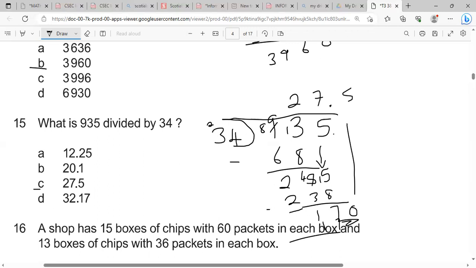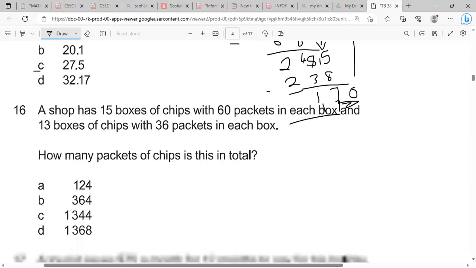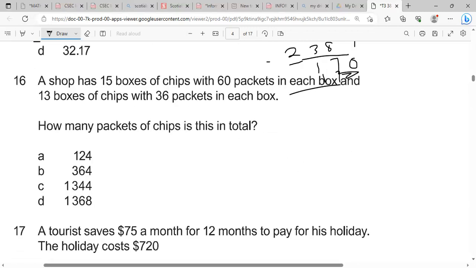Let's look at number 16. A shop has 15 boxes of chips with 60 packets in each box and 13 boxes of chips with 36 packs in each box. How many packets of chips are there in total? And what do you think happens? So let us break it down.